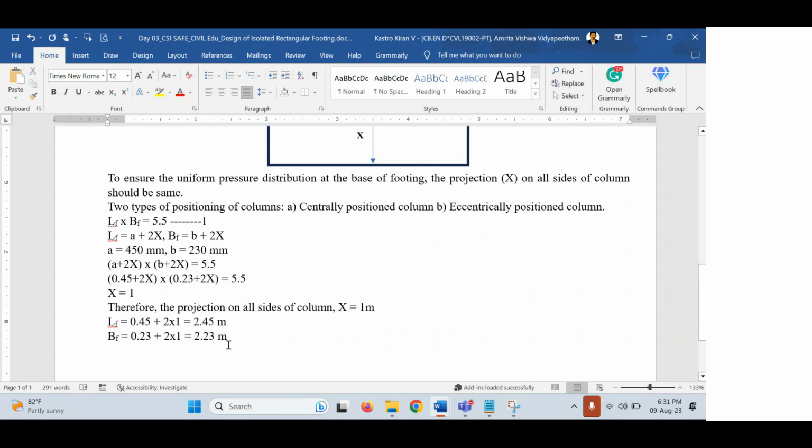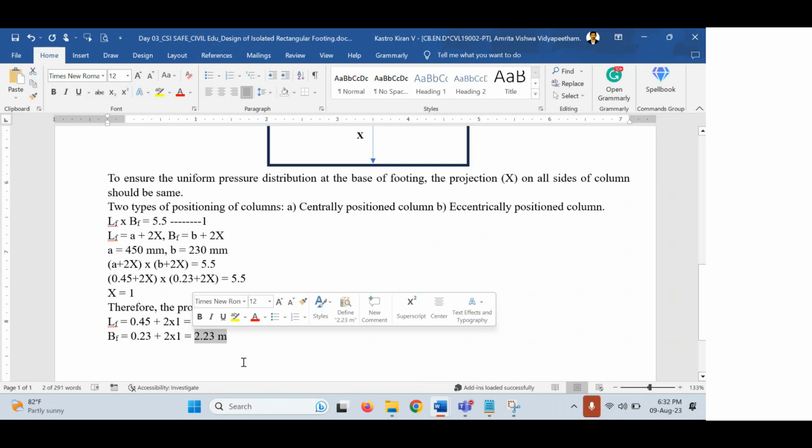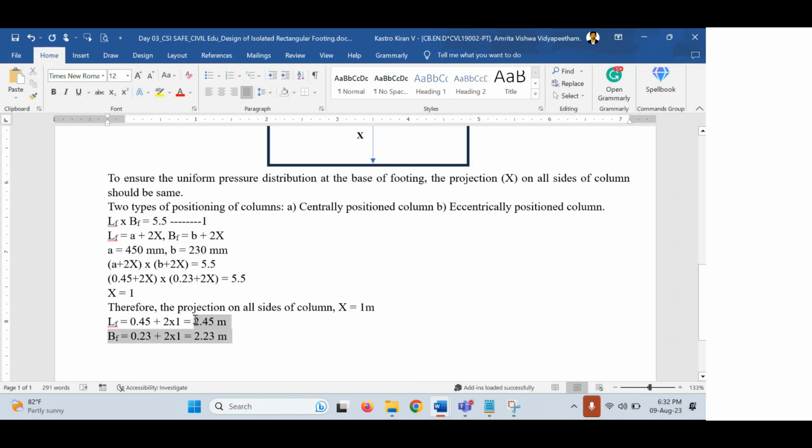But in real-time scenarios, you cannot exactly provide 2.23 meters or 2.45 meters. So we have to round off these values. If you remember, in the last session I was highlighting these dimensions. To have uniform pressure distribution, you should not directly adopt the dimensions as you get them; you have to round off these values. When you round off these values, more uniform pressure distribution will happen.